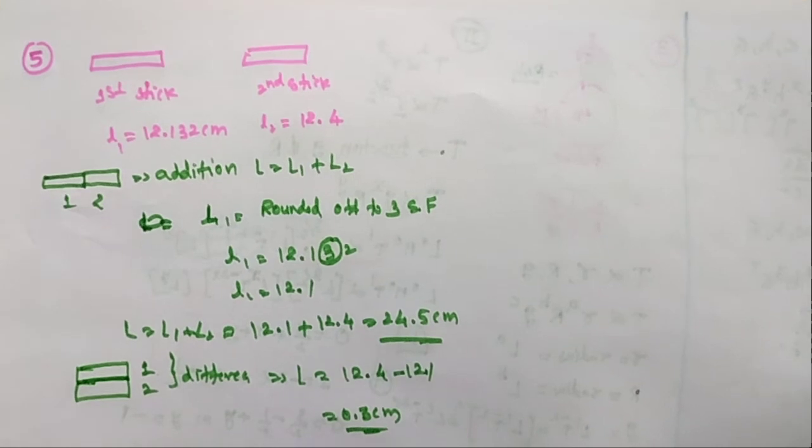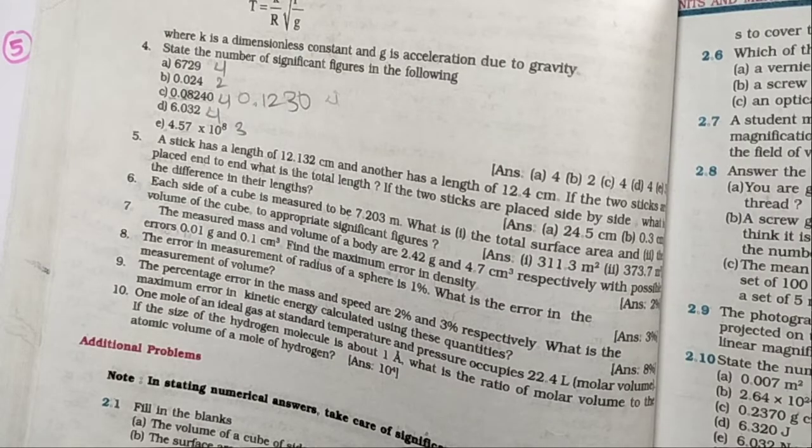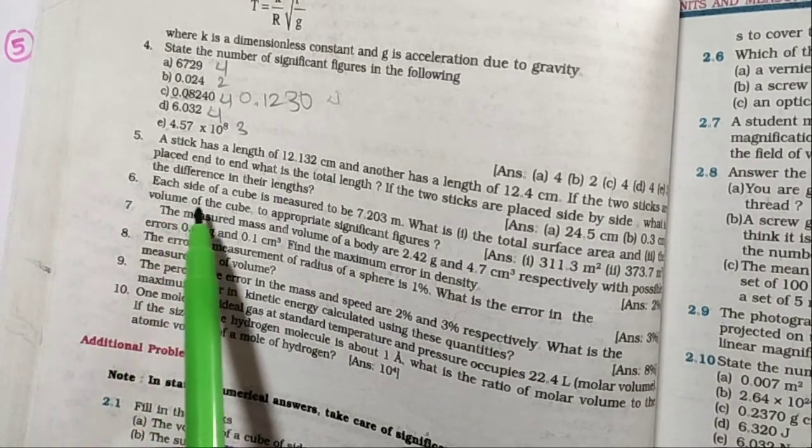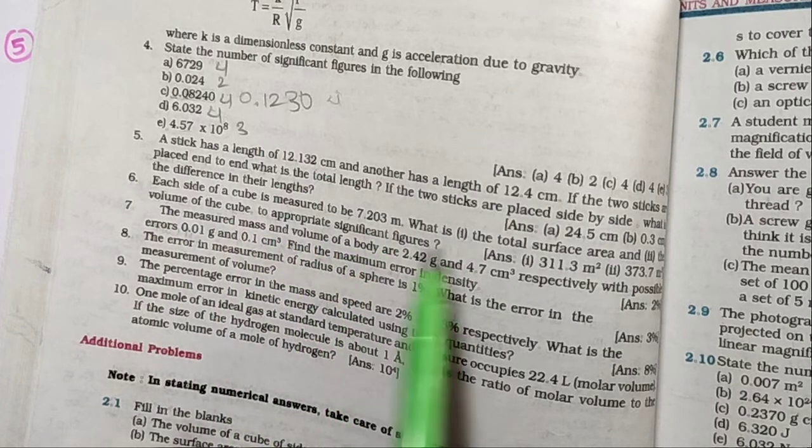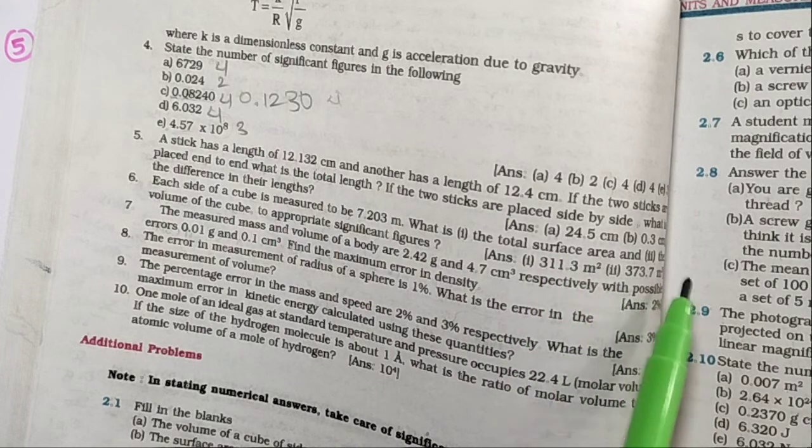This is the difference. Next, the sixth one: each side of the cube is measured to be 7.203 meter. What is the total surface area?